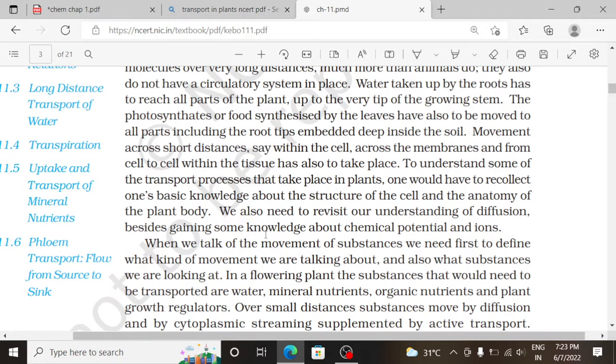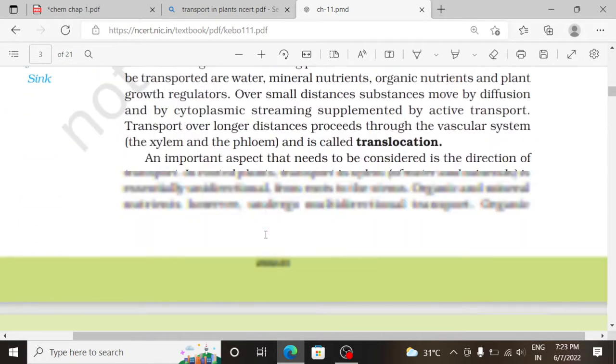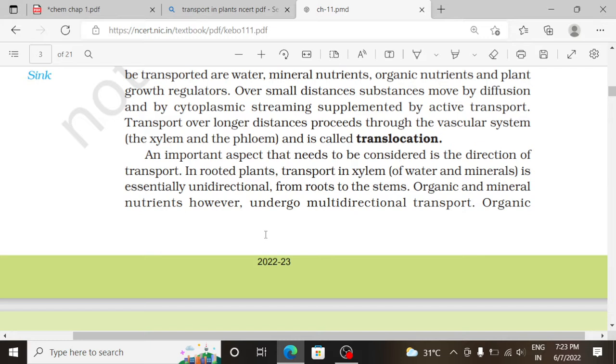In a flowering plant, the substances that would need to be transported are water, mineral nutrients, organic nutrients and plant growth regulators. Over small distances, substances move by diffusion and by cytoplasmic streaming supplemented by active transport. Transport over longer distances proceeds through the vascular system, the xylem and the phloem, and is called translocation.